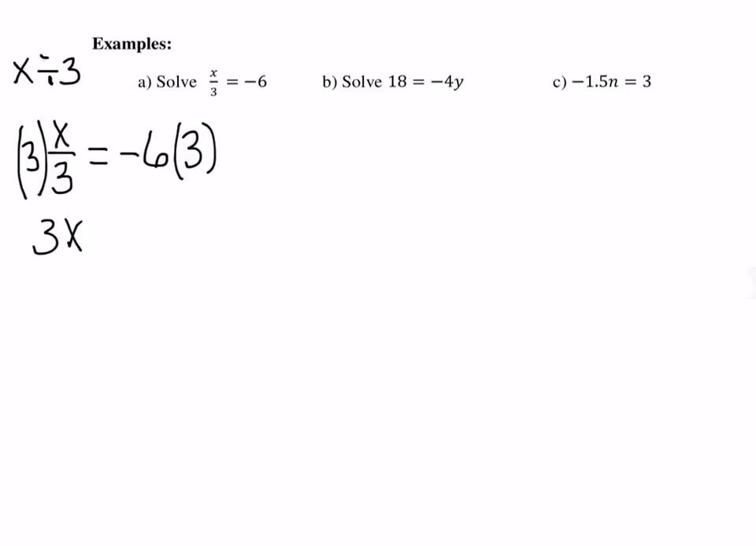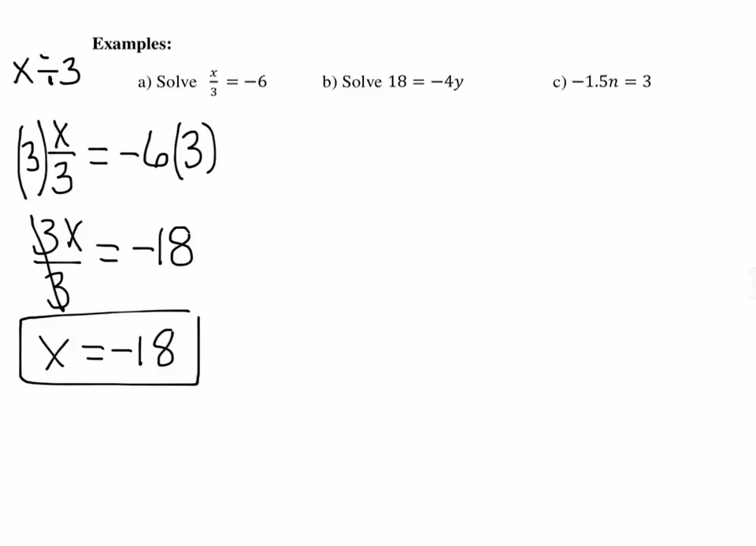So we get 3x over 3 equals negative 18. Now these 3's, they cancel. I just wanted to show that step so if things were more complicated you could see it. So we get x equals negative 18. Let's look at part B.